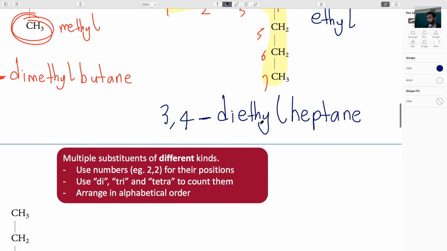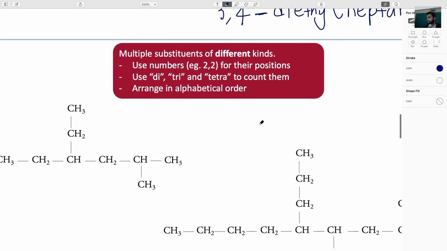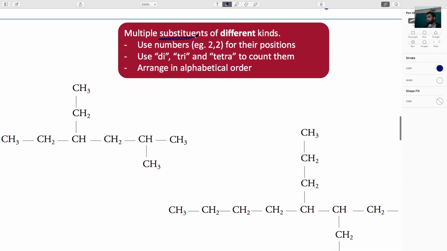Perfect. Let's move on to another one. It says, now if you have multiple substituents of different kinds, so maybe you have a methyl and an ethyl and a propyl, you do the same thing we did before. You use the numbers for their positions and the di, tri, and tetra to count them. And finally, you arrange them in alphabetical order. So let's look at this one.